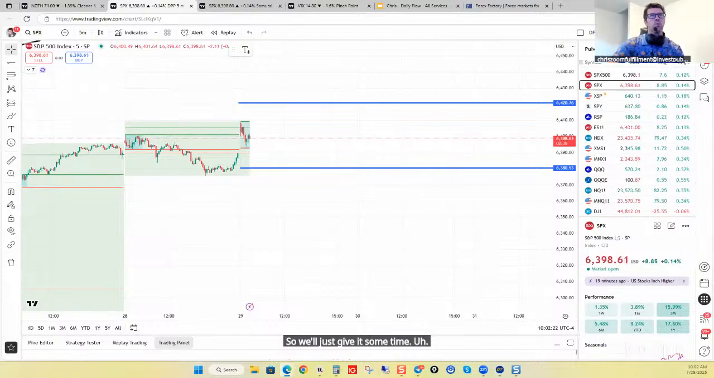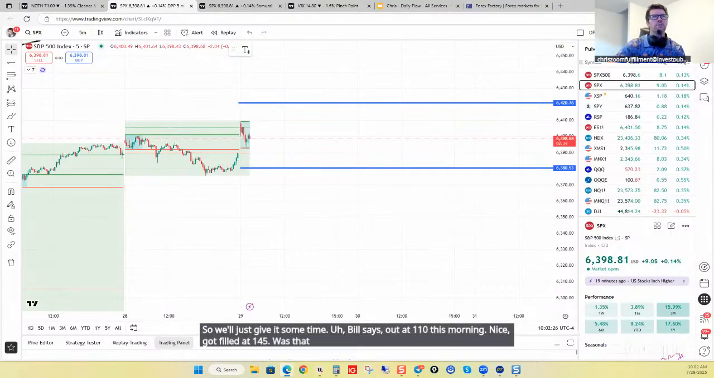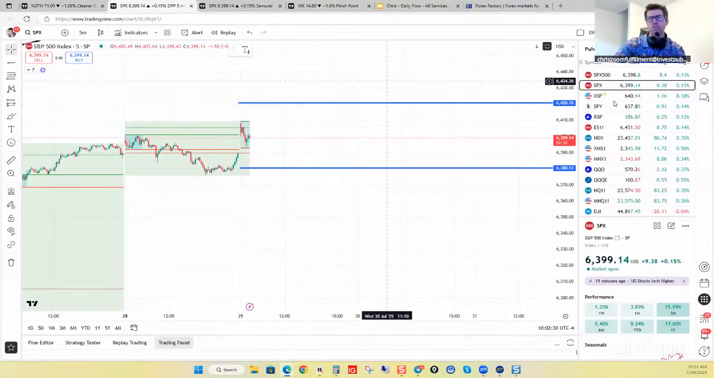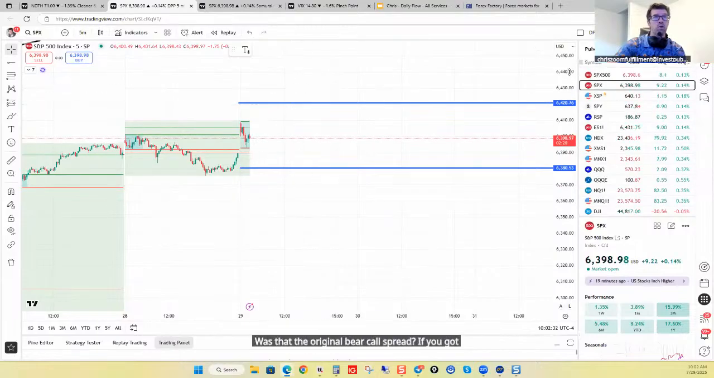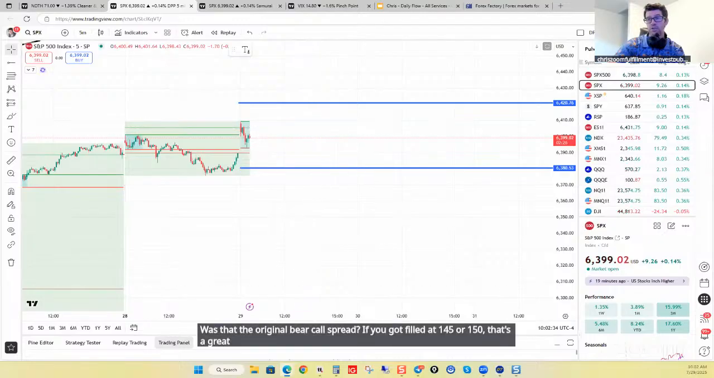Bill says out at 110 this morning. Nice. Got filled at 145. Was that the original bear call spread? If you got filled at 145 or 150, that's a great fill.